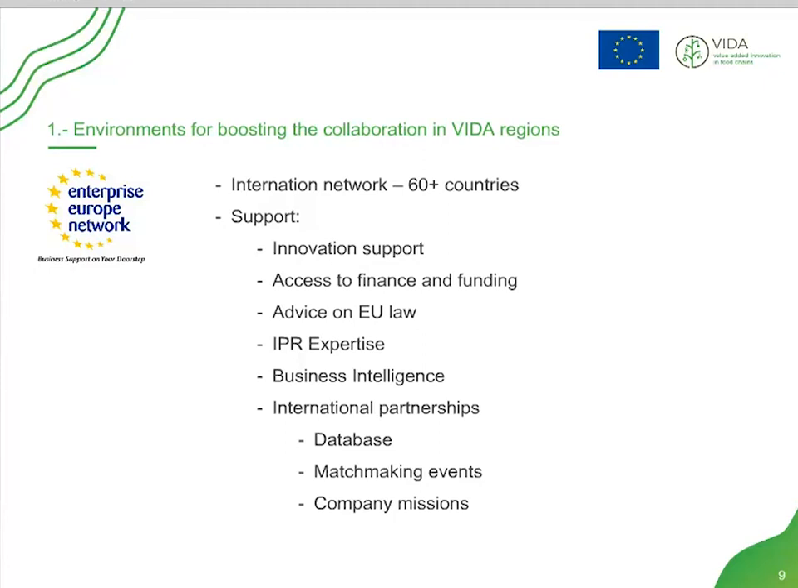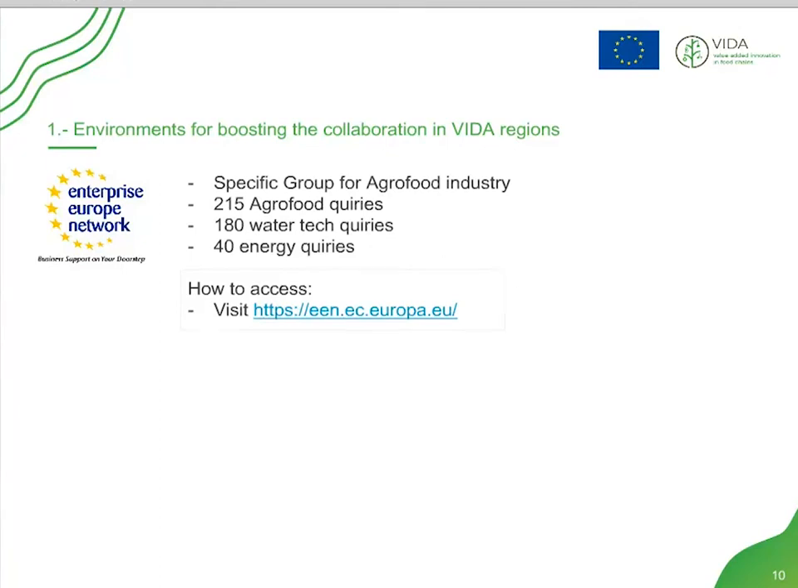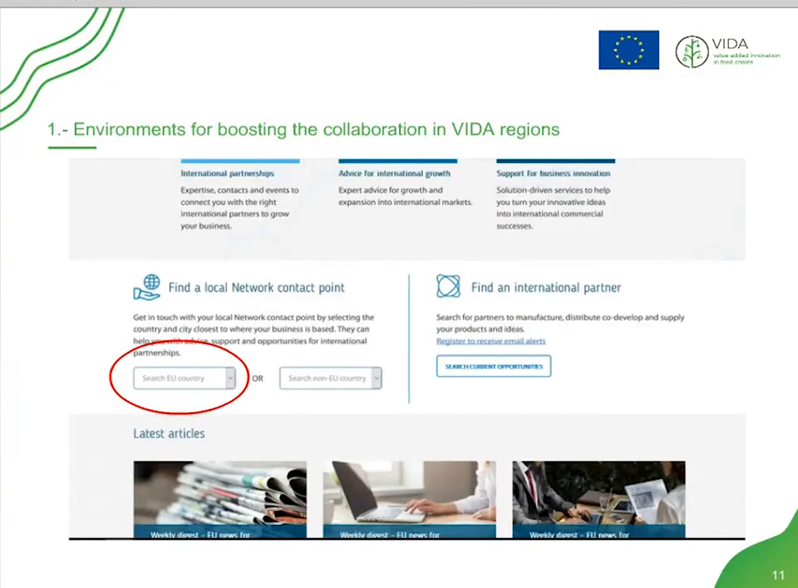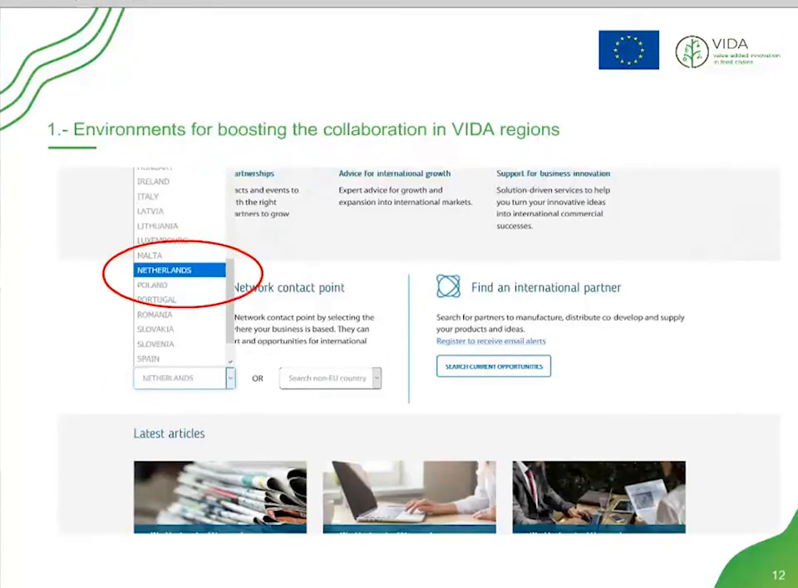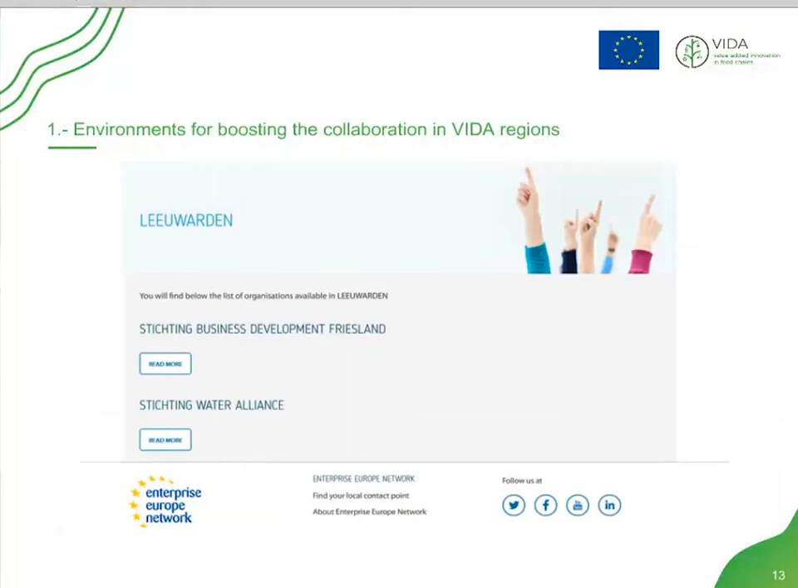Now, to finish this part, I'll show you how to get in touch with the Enterprise Europe Network, because, as I said, it might be a very relevant network for you. If you want to access the network, you go to this link and you go to search EU country, or if you're based outside the EU, you go to search non-EU country. When you click on it, you select the country of your interest, which in my case would be the Netherlands. And here you get to see an overview of the companies or organizations in the Netherlands that are providing support to SMEs within the framework of the Enterprise Europe Network.